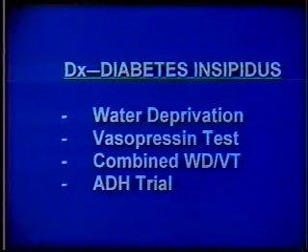The diagnostic tests we use are, number one, water deprivation, which tests the animal's ability to produce and secrete ADH. Thereby we could differentiate the diabetes insipidus patient from psychogenic polydipsia, whereby in the latter patient we will see them being able to concentrate their urine in response to water deprivation. Going back to the diabetes insipidus patient, they will not be able to concentrate their urine with water deprivation.